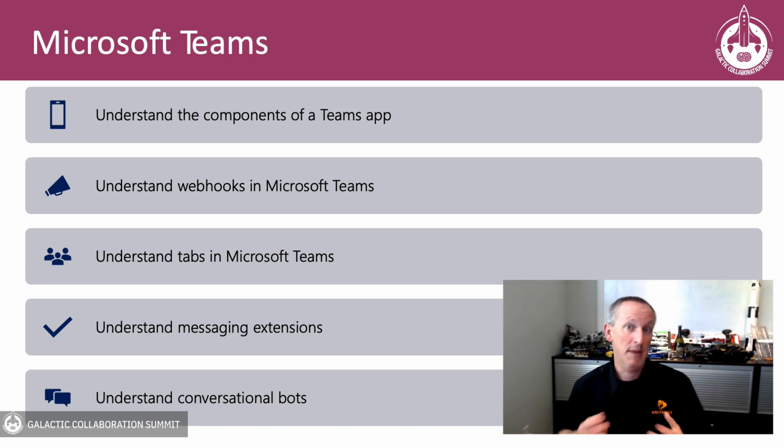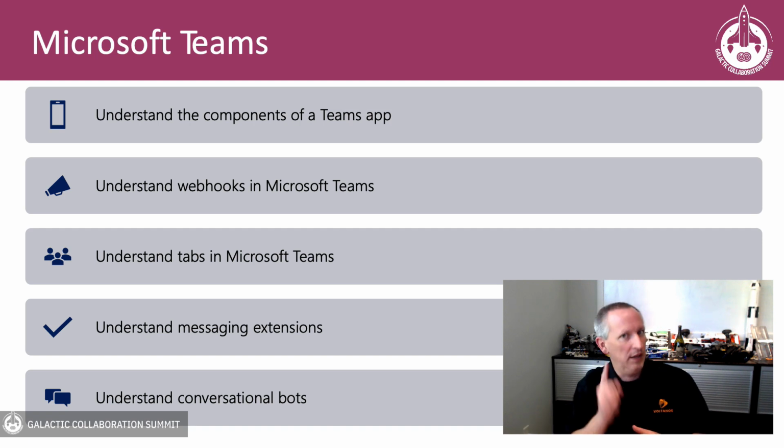You need to understand messaging extensions. So how can I go through and embellish an existing message or embellish the compose area, including link unfurling. And then finally, you need to understand how to work with conversational bots as well. How do you create a bot? How do you interact with it? And how do you add it to a custom app in Teams?